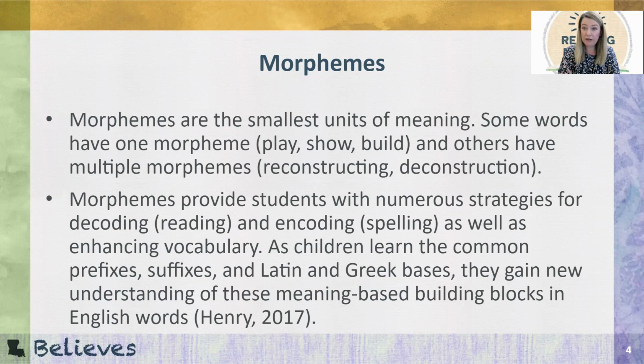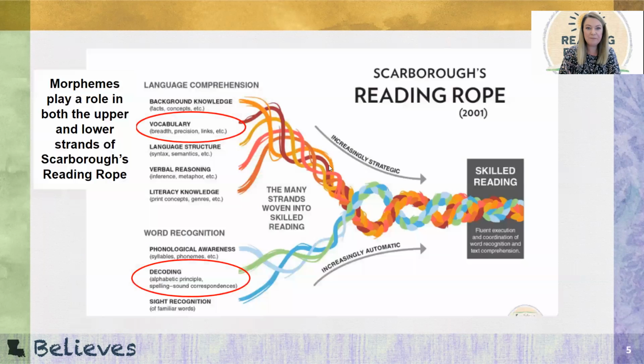And then encoding, which is spelling. If I tell you what the word is, you're able to spell it out and take it apart, as well as enhancing vocabulary. As children learn the common prefixes, suffixes, and Latin and Greek bases, they gain new understanding of these meaning-based building blocks in English words. And we're going to dive more into that in the next couple of slides. But there's just a few Greek and Latin bases. If you understand those basic ones, it can really help you unlock the meaning to many, many, many words.